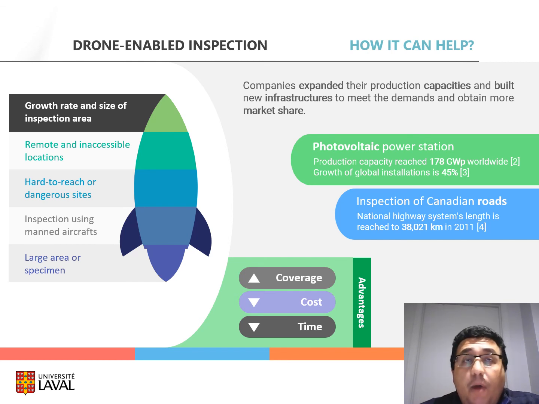So inspection of these PV plants is very time consuming and it needs lots of resources. Another example is inspection of Canadian roads. In 2011, the National Highway System length almost reached 38,000 kilometers. Because the inspection of the roads can increase the driver's safety, it's very important to do this regularly and within a reasonable time and cost. So it's safe to say that drone-based inspection can increase the coverage of the inspection.